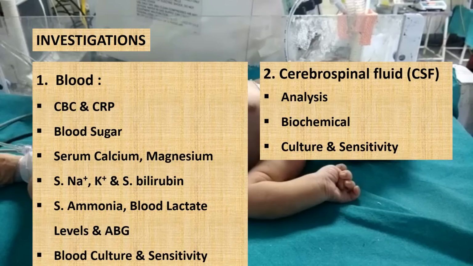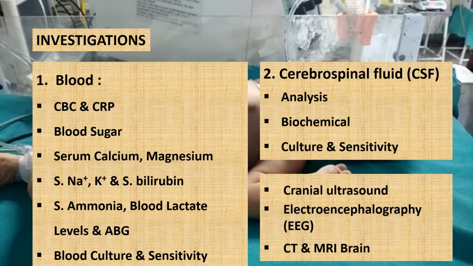CSF analysis, biochemical test, culture and sensitivity to rule out meningitis, meningoencephalitis in the newborn. Cranial USG, electroencephalography, EEG should be done, and if you are suspecting intracranial hemorrhage, then CT brain will be required. MRI brain to see any malformation in the brain or any hemorrhage or any changes of hypoxic ischemic encephalopathy can be found in the MRI brain.